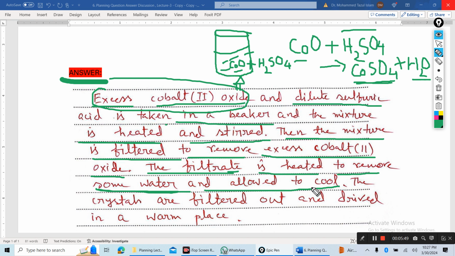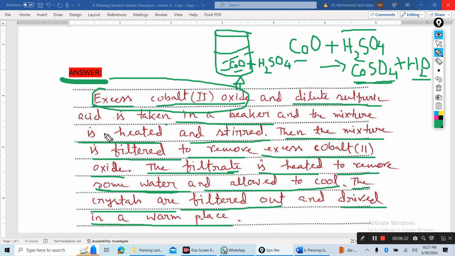After cooling, you will see cobalt(II) sulfate crystals form. Then the crystals are filtered off. Filtered out means you will separate the crystals by filtration, and dried in a warm place, or you can write the crystals are dried between filter paper or on filter paper, or dried in a warm place. This is the drying method.